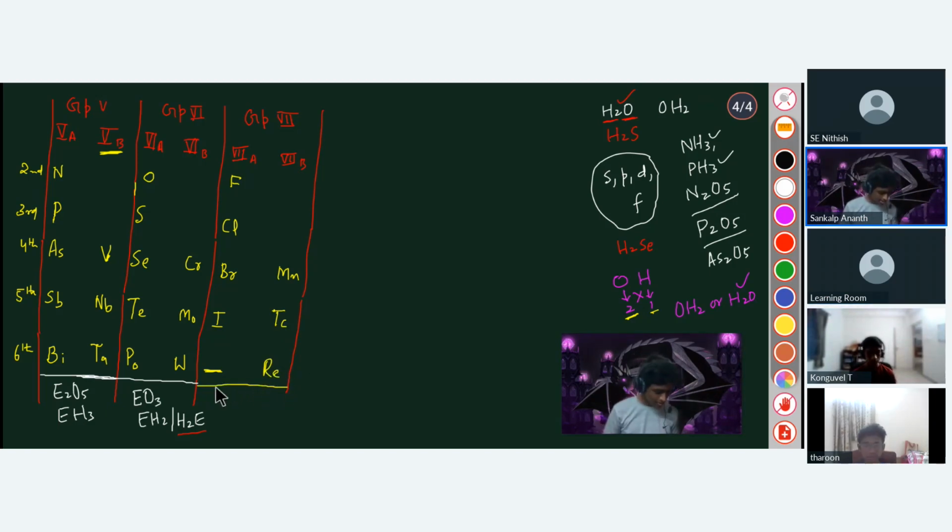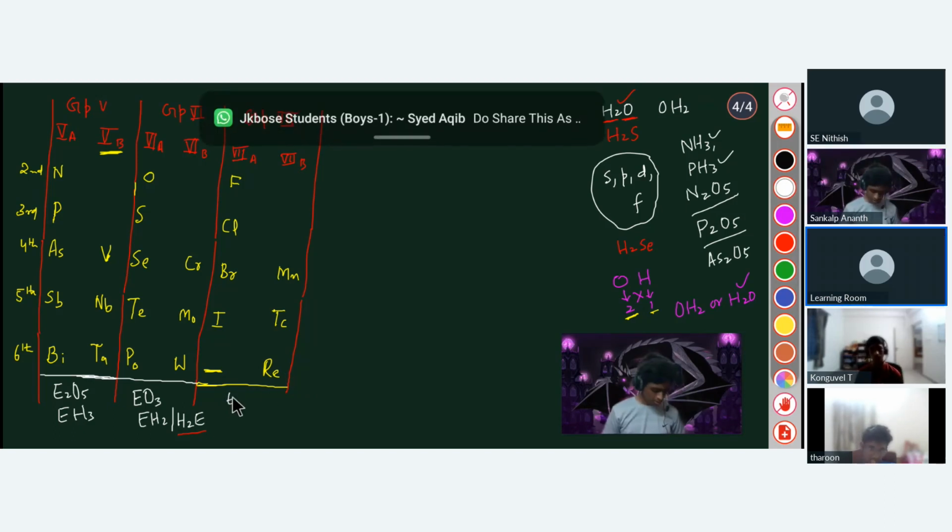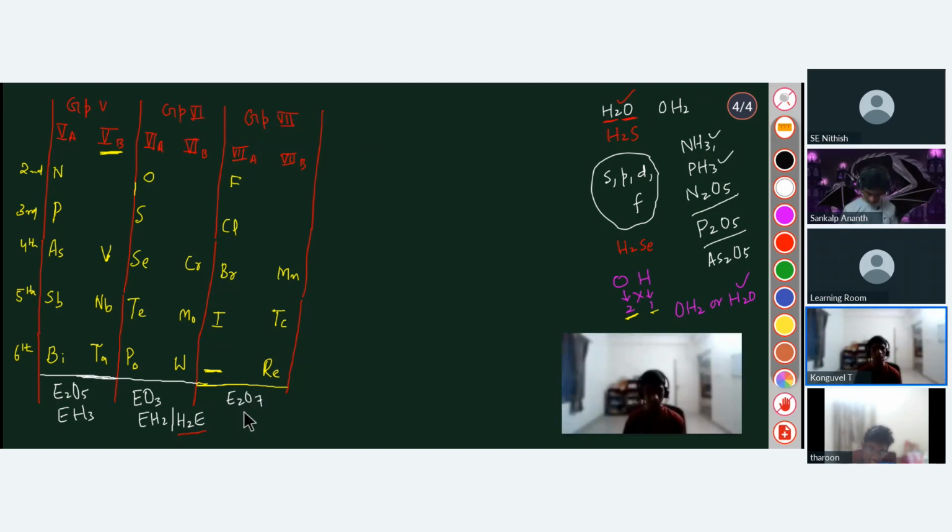The transition elements, right? In the modern periodic table, these are the transition elements, the d-block elements, exactly. Okay, now tell me the general formula of their oxides. Their oxide formula will be E2O7. Their valency is 1.